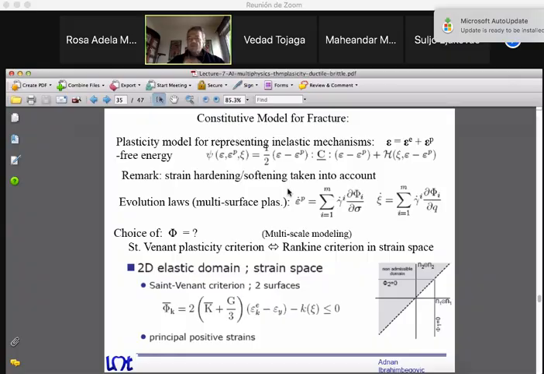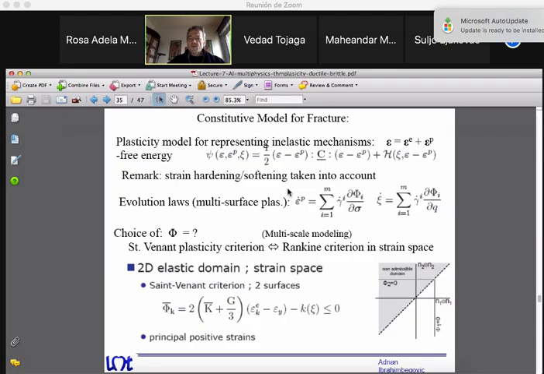So the ingredients that have to be defined is the total strain being elastic plus plastic strain. Then the free energy is the part of the elastic energy, total strain minus plastic strain times the elasticity tensor times the total strain minus plastic strain. And then there's this hardening or rather softening phenomenon that takes place when you start breaking the wall. Related to this type of strain energy, of course, you have a yield criteria, which I'll define in a moment.